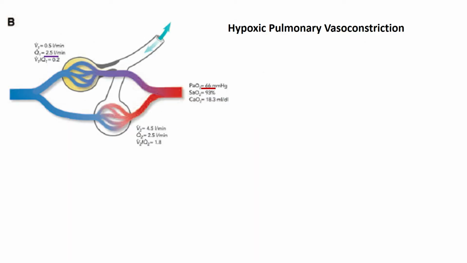So, to get right to it, what is hypoxic pulmonary vasoconstriction? It is a physiologic mechanism in which the pulmonary circulation constricts in the presence of alveolar hypoxia. The purpose of this mechanism is to improve VQ matching.